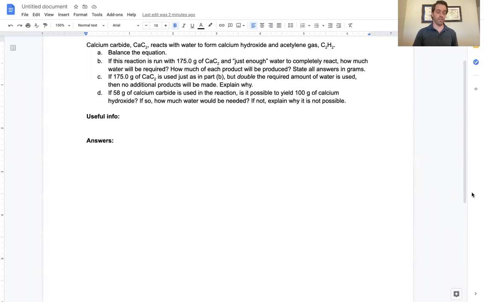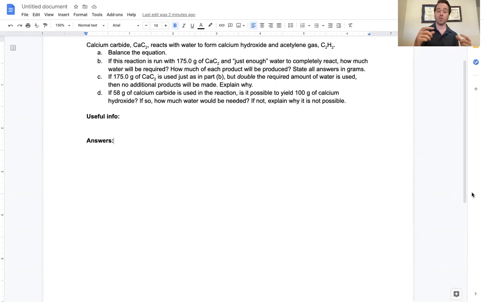Hey guys, we are going to be doing a stoichiometry problem. Now, stoichiometry is a long, complicated word that means that you analyze a chemical equation according to how much of the reactants are put in, so like how much of the ingredients you have, and then also how much of the products you get out.